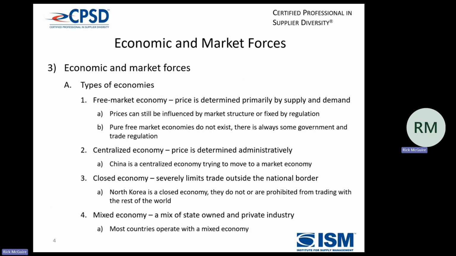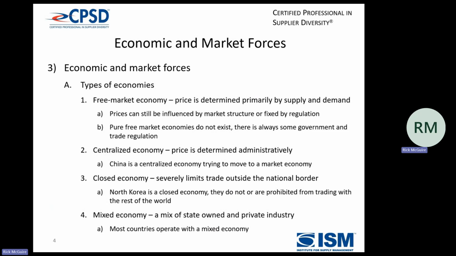So economic and market forces. This is your Econ 101 review. Types of economy. So you've got a free market economy. Prices determined primarily by supply and demand. Prices can still be influenced by market structure or fixed by regulation. Pure free market economies do not exist. There's always some government or trade regulation.